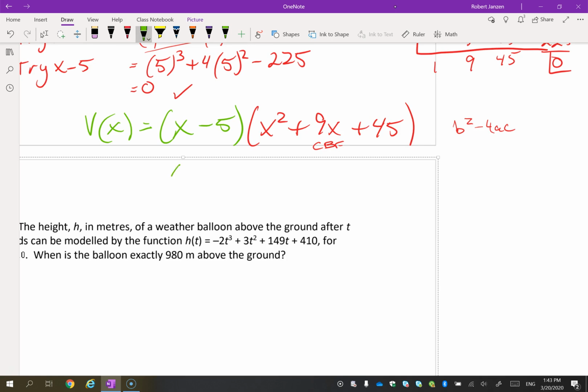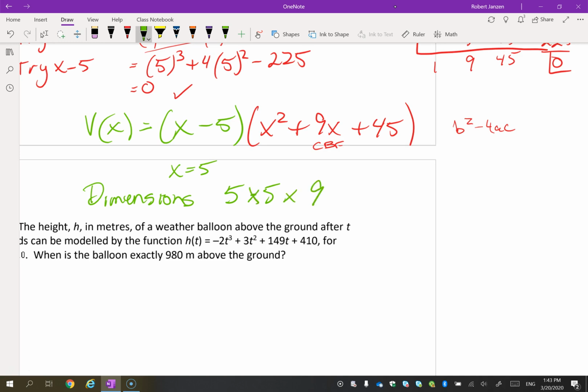The solution is x equals 5, which means the dimensions for this box are 5 times 5 times the height is 4 bigger, so 9. And if you multiply that, you do get 225. So we figured out the dimensions of the box.